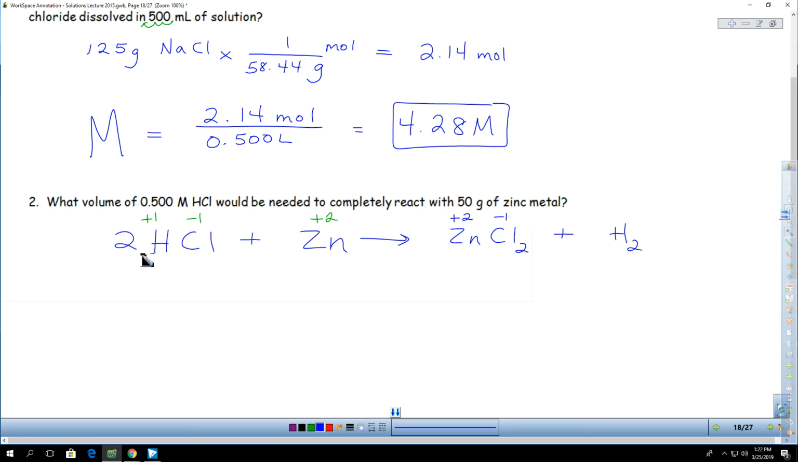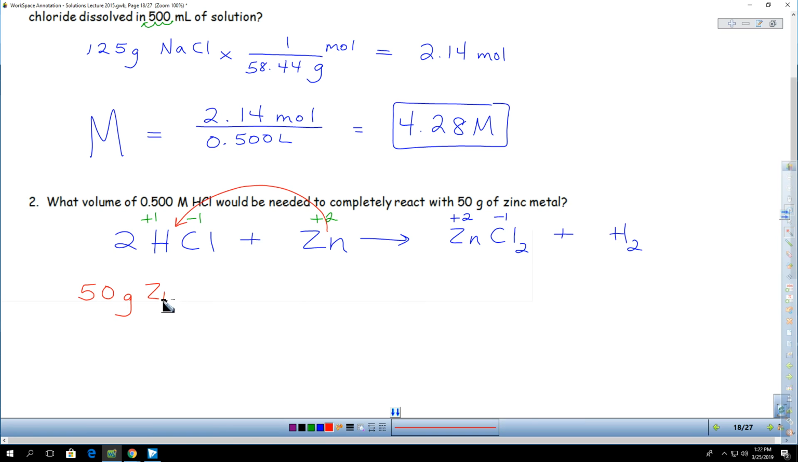Now for the stoichiometry. All right, so I have a certain amount of zinc, and I want to know, in the end, how much HCl do I need? Okay, so let's do a little stoichiometry. That 2-to-1 ratio is really the key to comparing how zinc reacts with hydrochloric acid. But it is not a ratio of grams. It's a ratio of moles.